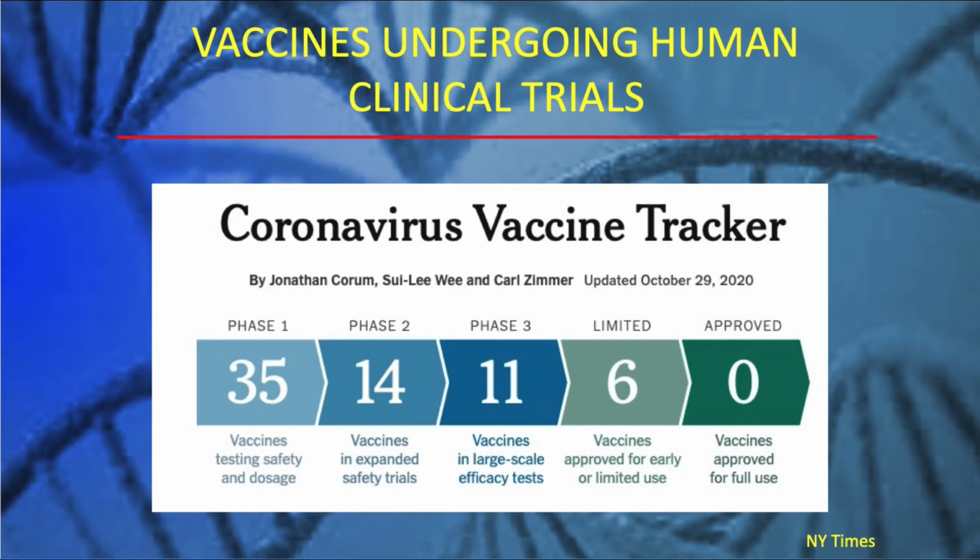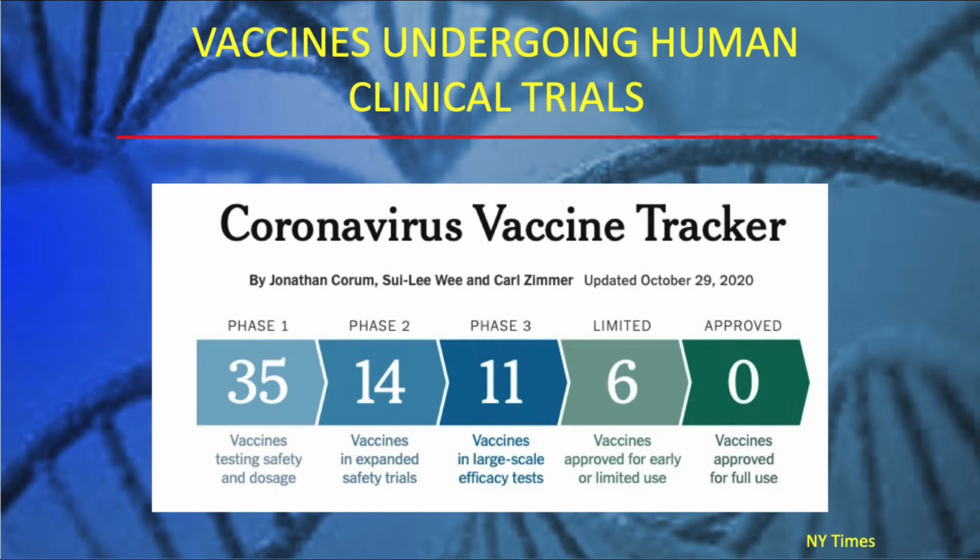In Phase 1 human safety trials, there are 35 vaccines given to a small number of people to determine the dose and safety as well as to confirm that they stimulate the immune system. There are 14 vaccines in Phase 2 human trials where the vaccine is given to hundreds of people, representing a diverse group to further test the vaccine's safety and ability to stimulate the immune system.